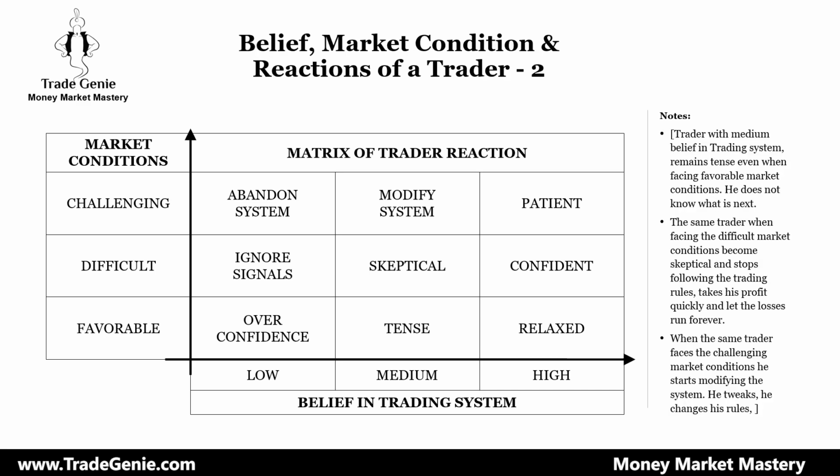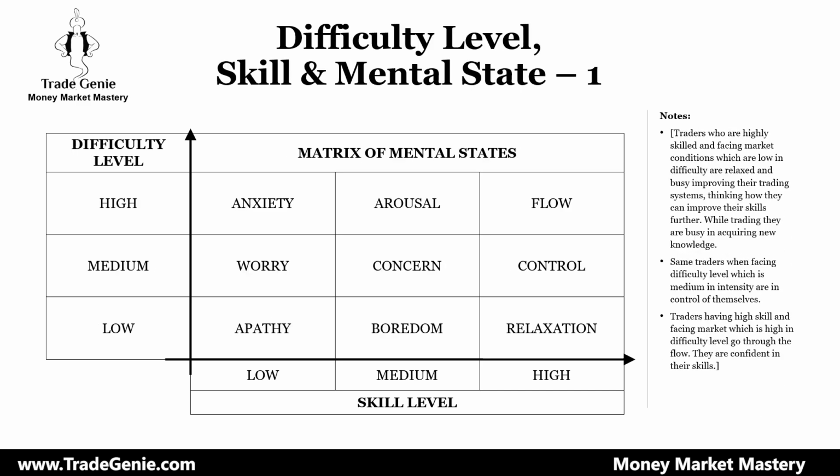Now, this one is your skill level and the difficulty level. If you rate your skill as low, medium, or high, and the market trading level is low, medium, or high, then what happens to your mental state? Each one of us goes into one of these mental states, and which one is the right one? If your skill level is low and you're having great difficulty in the market because of the market condition, you're having some apathy, worry, anxiety. So think about this. You're going through this apathy, worry, anxiety.